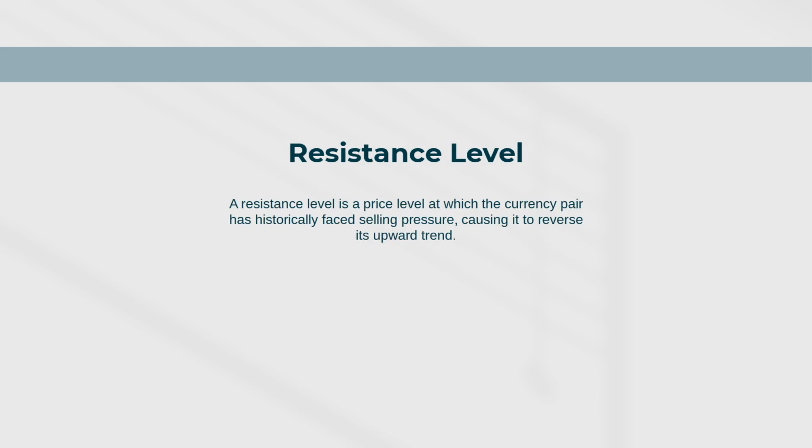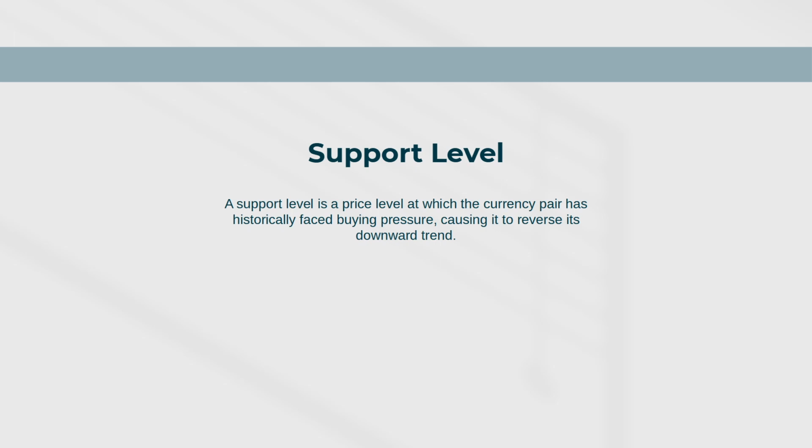Resistance level. A resistance level is a price level at which the currency pair has historically faced selling pressure, causing it to reverse its upward trend. Support level. A support level is a price level at which the currency pair has historically faced buying pressure, causing it to reverse its downward trend.